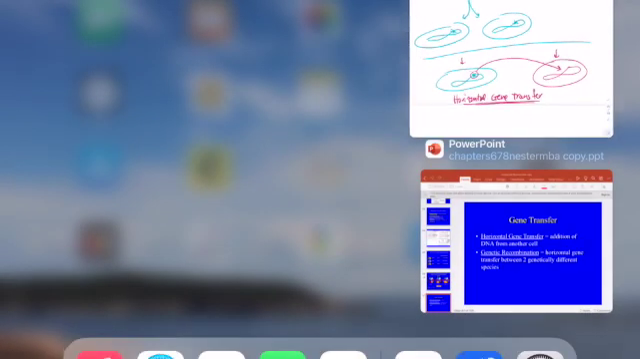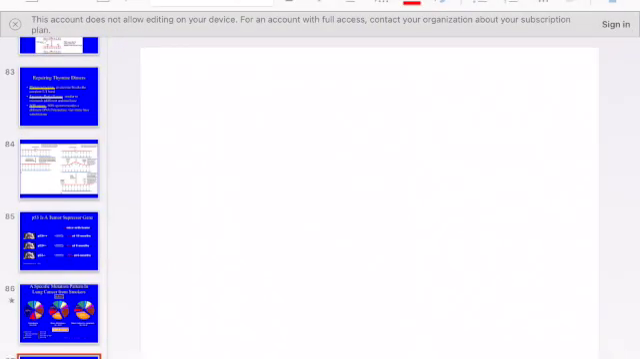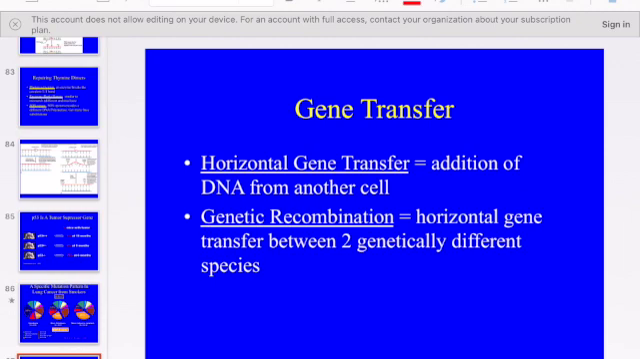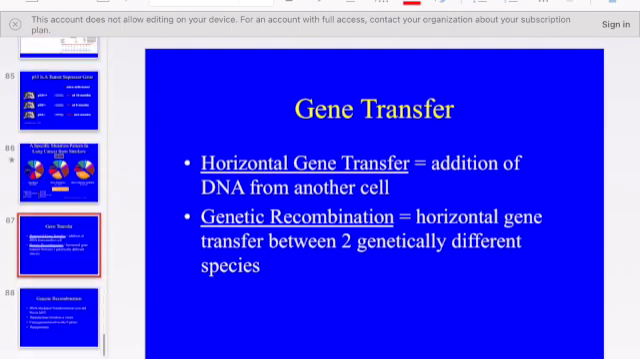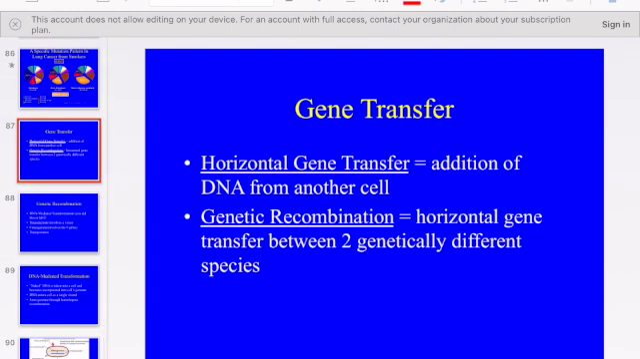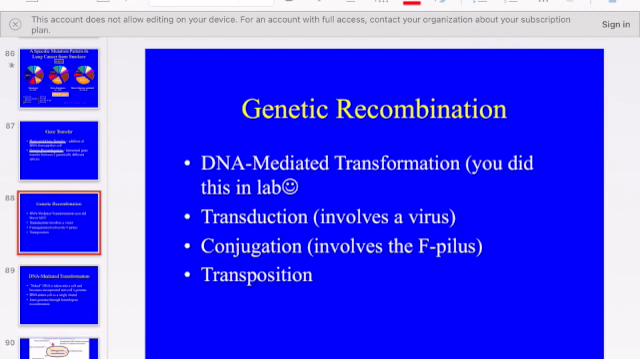So let's take a look at the PowerPoint for this. Here we go. Horizontal gene transfer, addition of DNA from one cell to another. There are 3 different mechanisms that we will talk about there. Genetic recombination, it's horizontal gene transfer when the 2 cells are genetically different species. So how do we do this? Genetic recombination, horizontal gene transfer, because it happens a lot between prokaryotic cells.